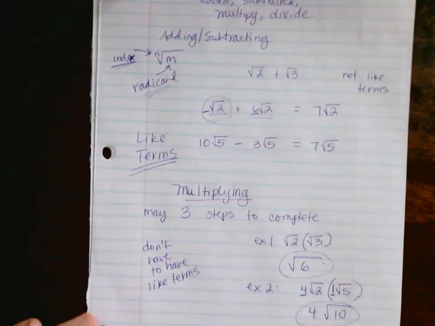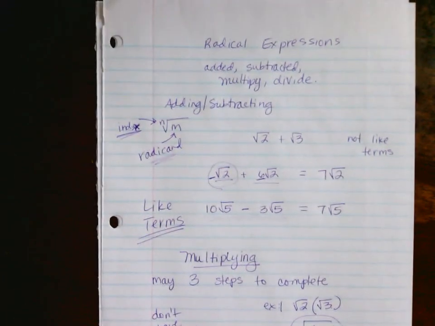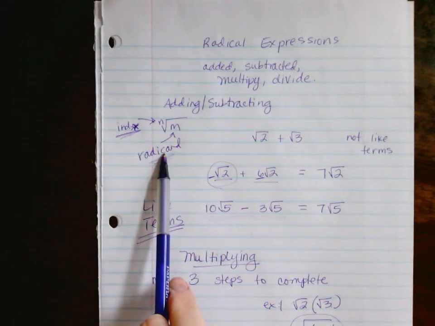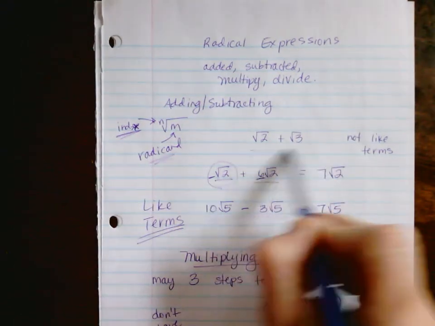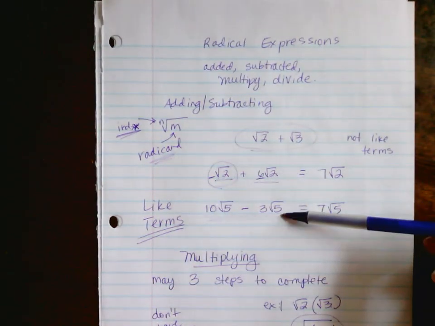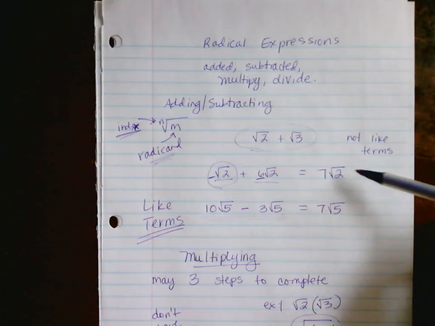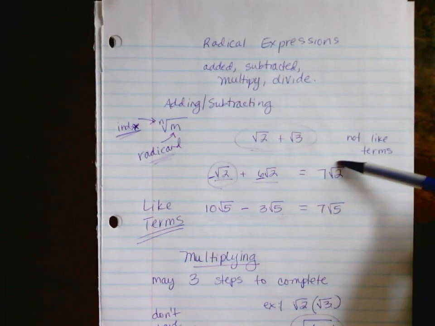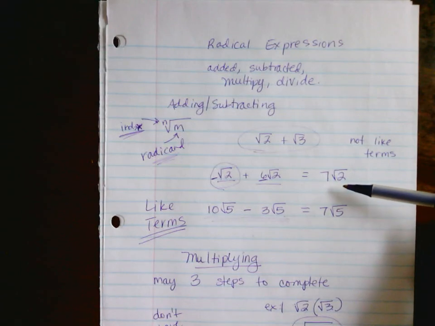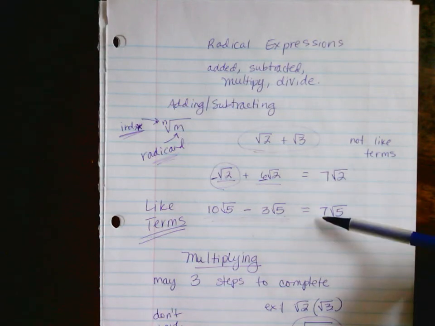So we can add or subtract radical expressions when the index and the radicand are the same. So this first example could not be simplified, but the next two examples could. We keep the radicand the exact same when adding or subtracting because we're just collecting those like terms and we're combining the coefficients, either adding or subtracting.